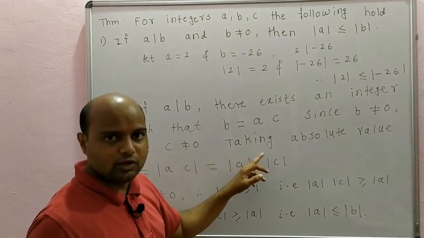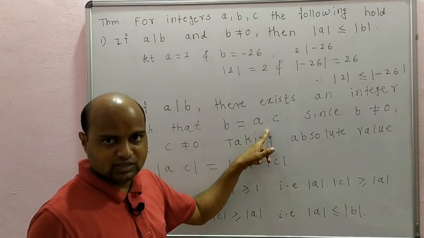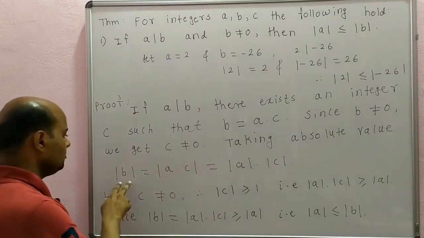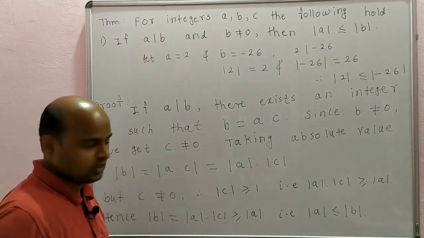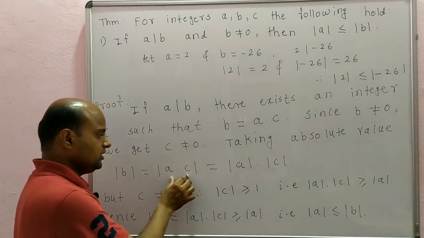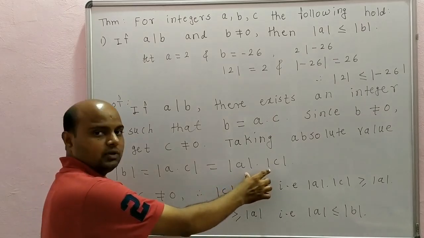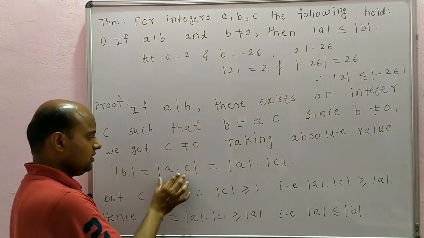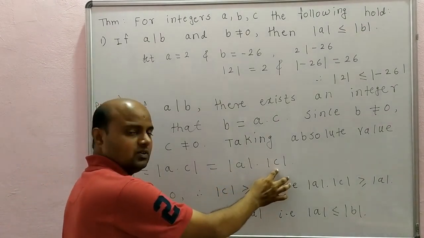Now we will take the absolute value on both sides of this equation, b is equal to ac. Therefore, what we will get? The absolute value of b equal to the absolute value of a into c. But we know the absolute value of the product of two integers is the same as the product of the absolute values of the two integers. Therefore, mod of a into c is equal to mod of a into mod of c.